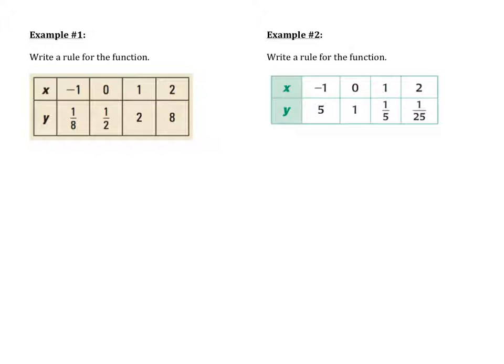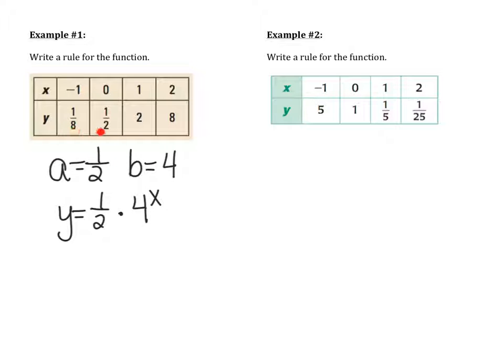So in example number 1 and example number 2, it says write a rule for the function. So just like we did in the last section, your a value is always going to be the number under 0. So we have a would equal 1/2, and your b value is how much you're multiplying by to get to this next number in the y values. So if I take 1/8 times 4, I get 1/2. 1/2 times 4 is 2. 2 times 4 is 8. So your b value is 4. So my final answer would be y equals 1/2 times 4 to the x. Remember, it's exponential if you're multiplying for each successive y value.